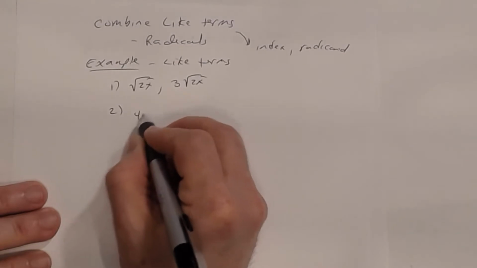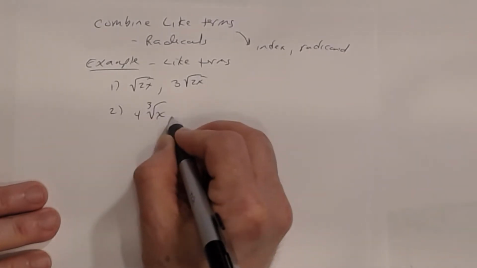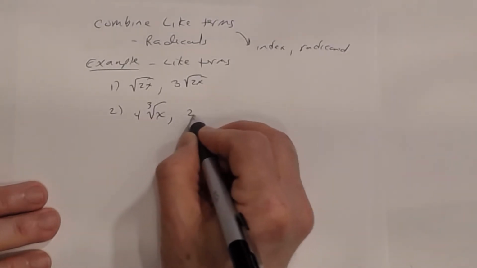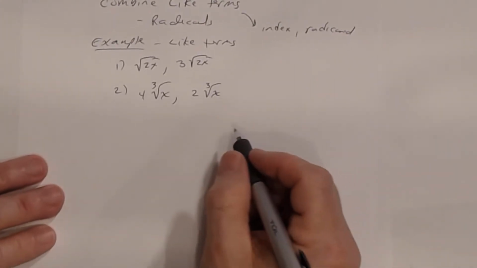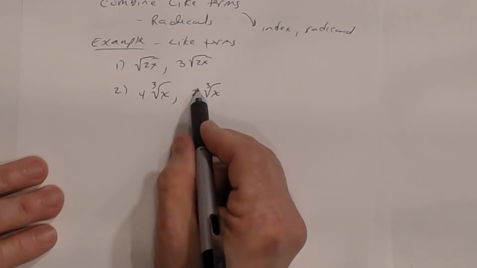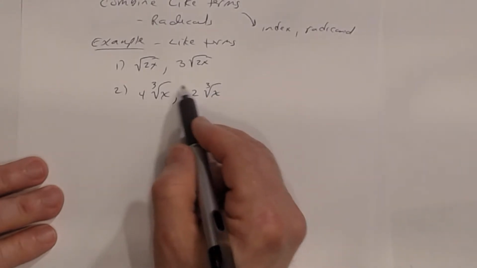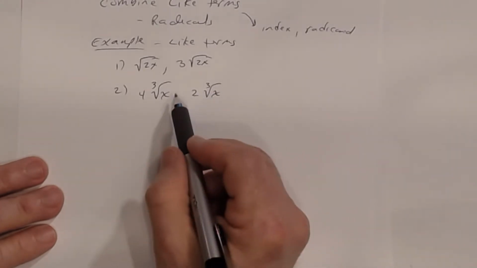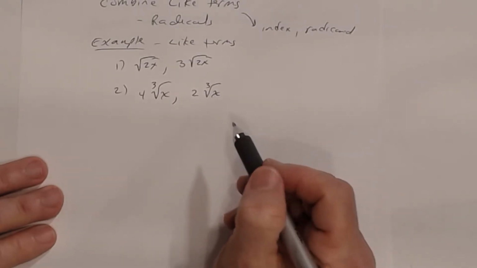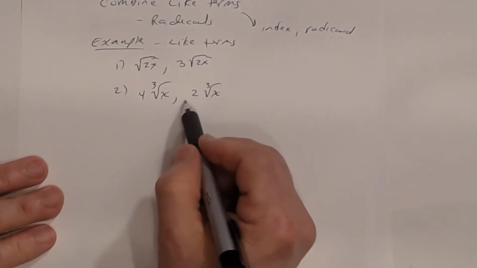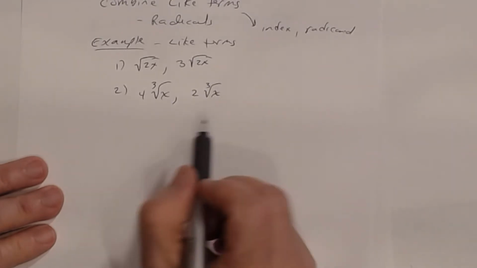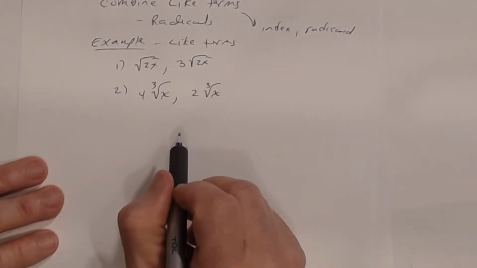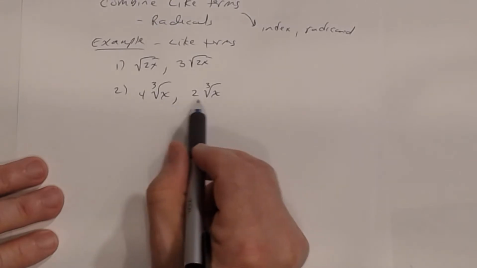So we have 4 cube root of x, and 2 cube root of x. Those are like terms. Cube root, cube root. See the word index? Cube root, cube root. The radicands are alike, x, x. So those are like terms. It doesn't matter that that's a 4 and that's a 2.